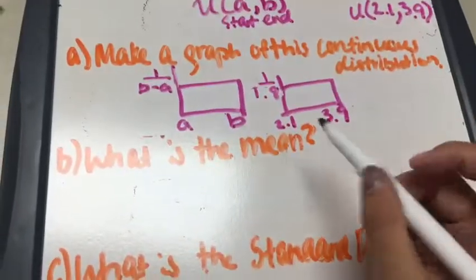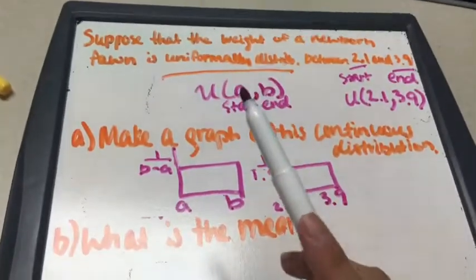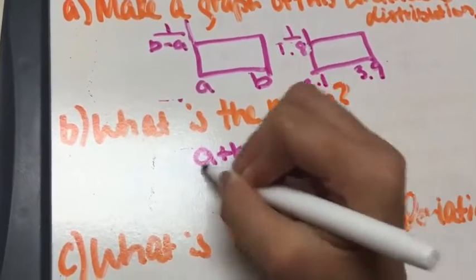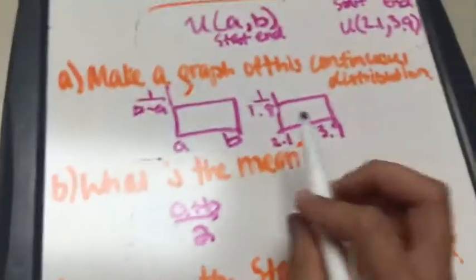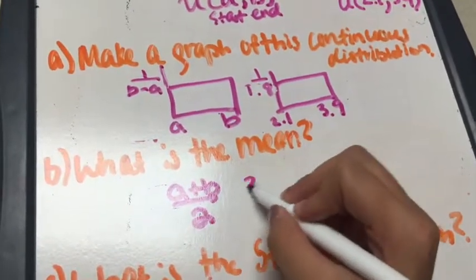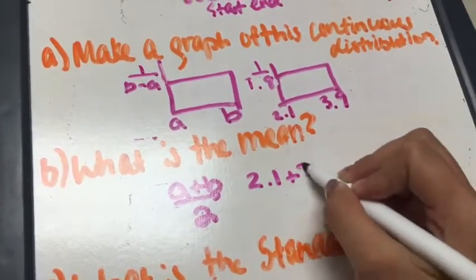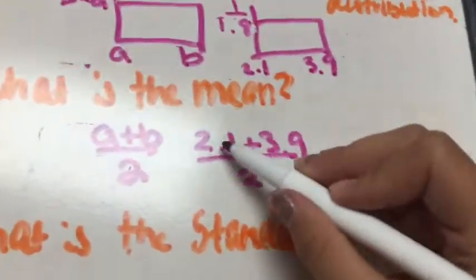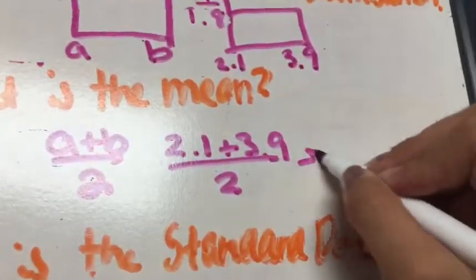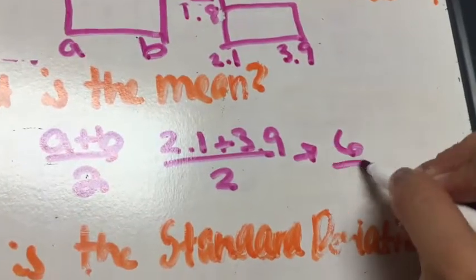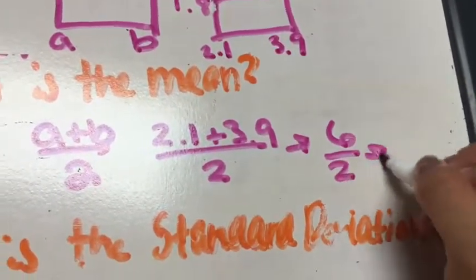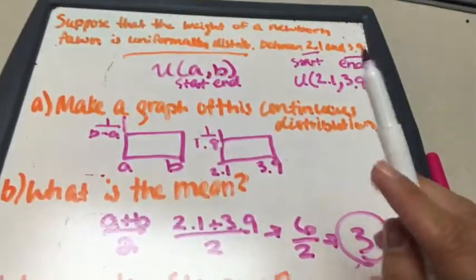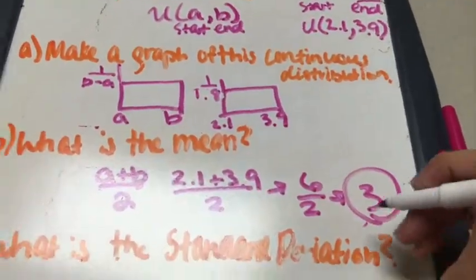If it asks you for the mean, since it's a uniform distribution, it's going to follow this formula: A plus B divided by 2. Your A is 2.1 plus 3.9, divided by 2. So 2.1 plus 3.9 is 6, divided by 2, and that is 3. So the mean for this distribution is going to be 3.